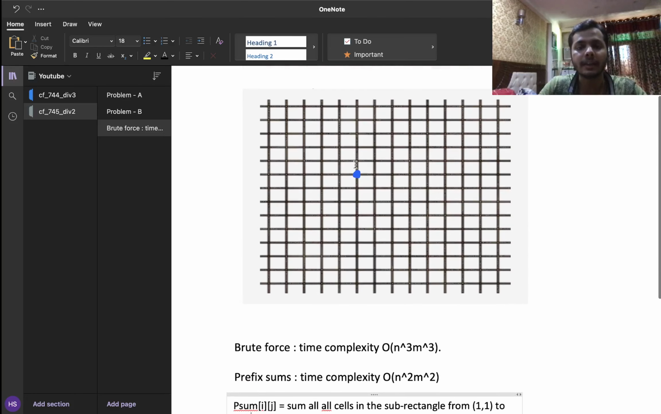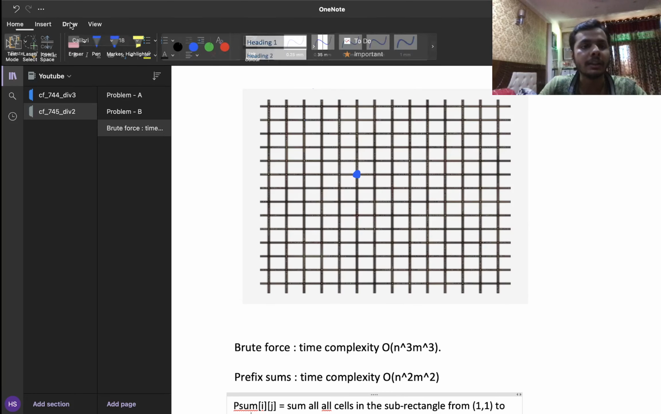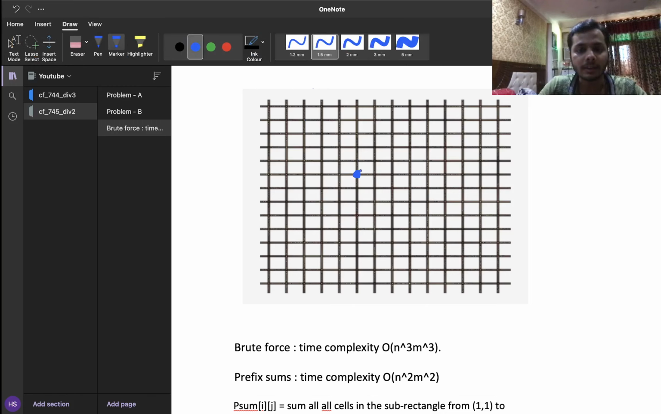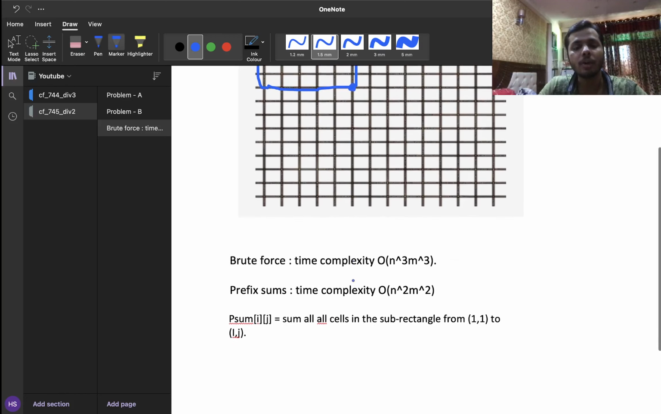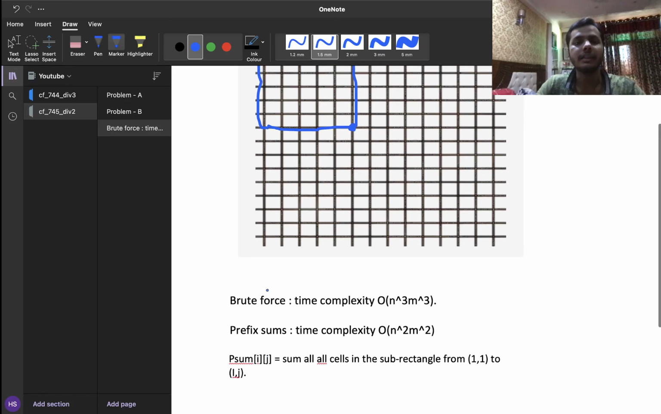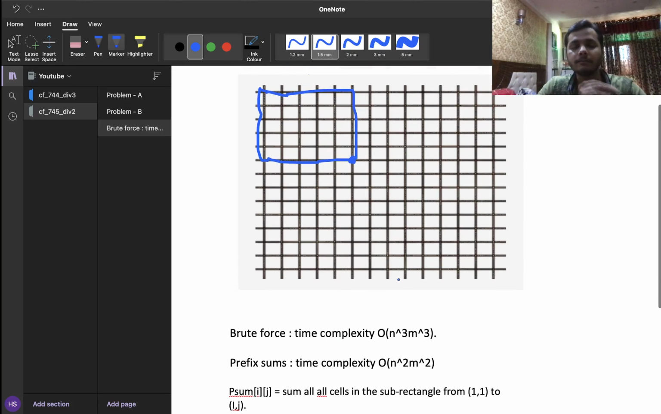sum of all the cells in the rectangle from 1 comma 1 to i comma j, it basically means something like this. So if I am at i comma j, my prefix sum of i comma j will be denoting the sum of all the values in this particular rectangle, right? So this is 1 comma 1 and this is i comma j. So prefix sum of i comma j is denoting this value. Okay, now the question arises how to calculate this, right? Firstly, I'll show how to calculate prefix sums, and then I'll show how to actually use these prefix sums to bring down this complexity, right?